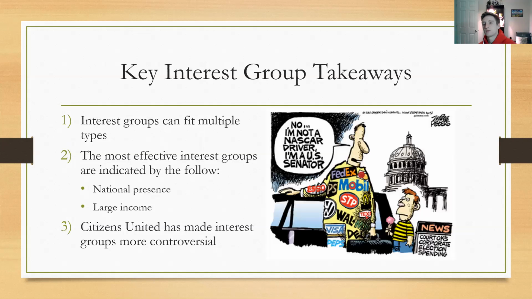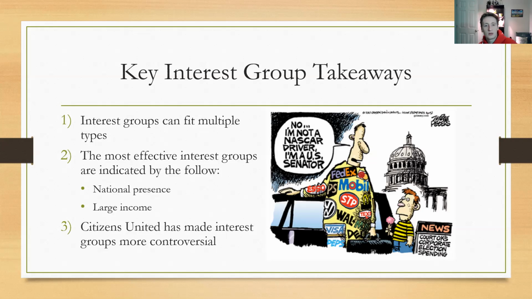And so that, I think, very nicely brings us to our key takeaways from this week. There are three things that I really wanted you to take away from this week's lessons and research. It's that one, interest groups can fit multiple types. There can be some overlap. It's not set in stone. Like I said, a business group might also be a professional group. It just depends on what they're advocating for. A public interest group might also be a single issue group. If it's, say, helping the poor, that's a single issue, but it's also a public issue.